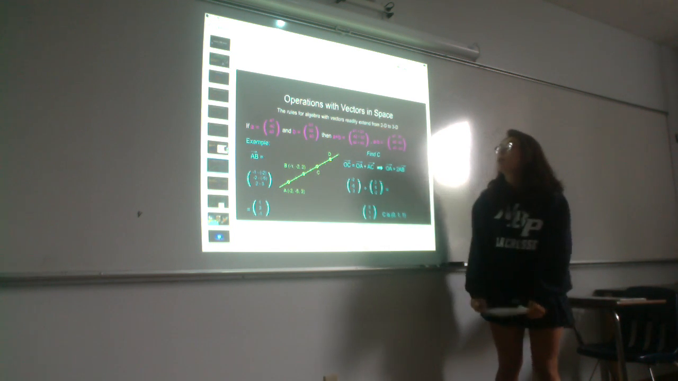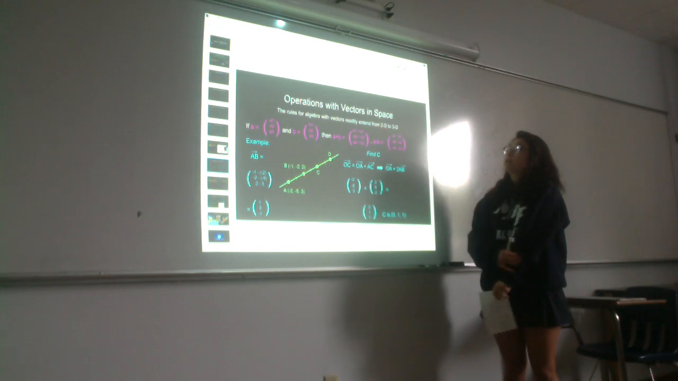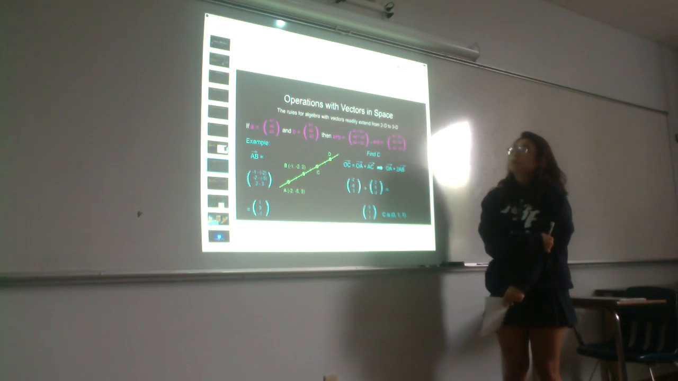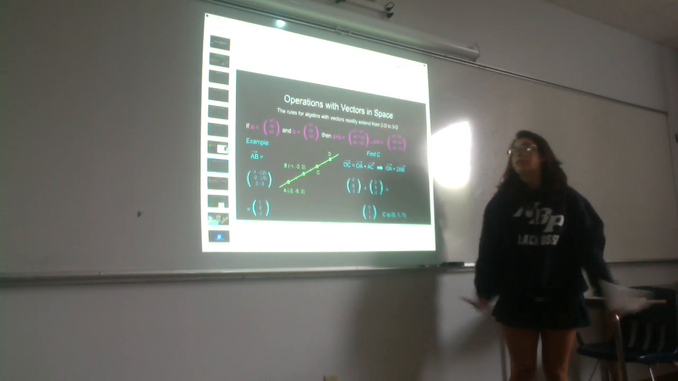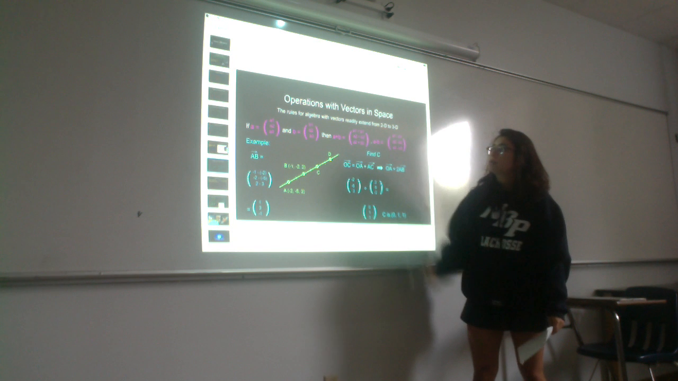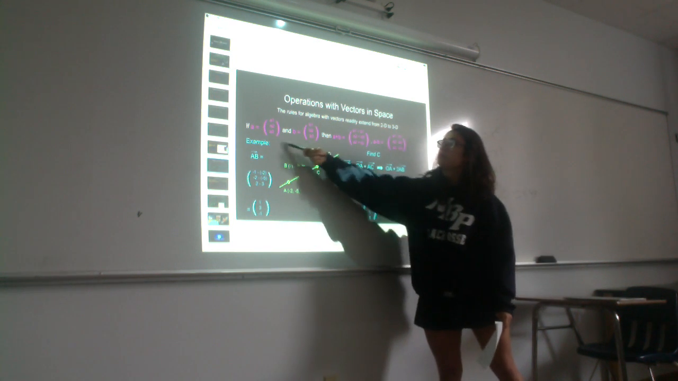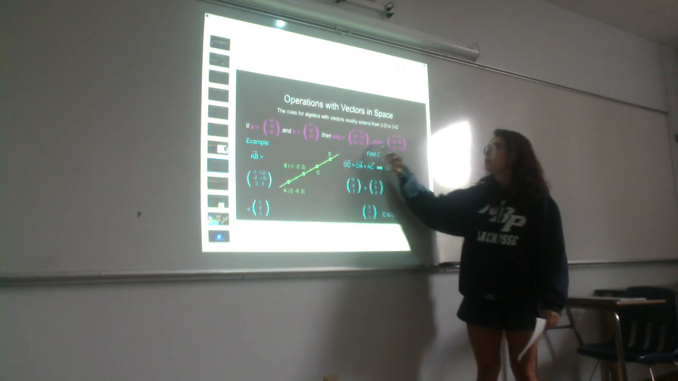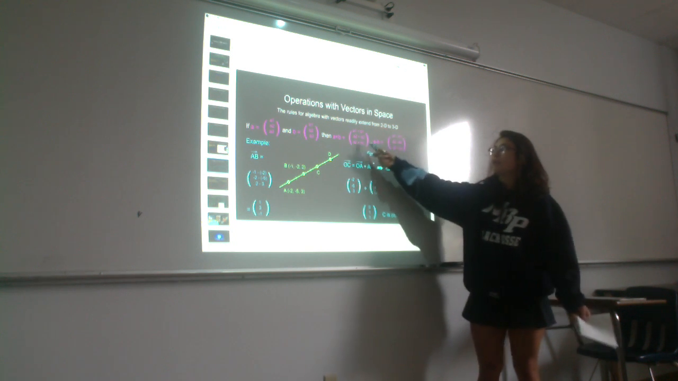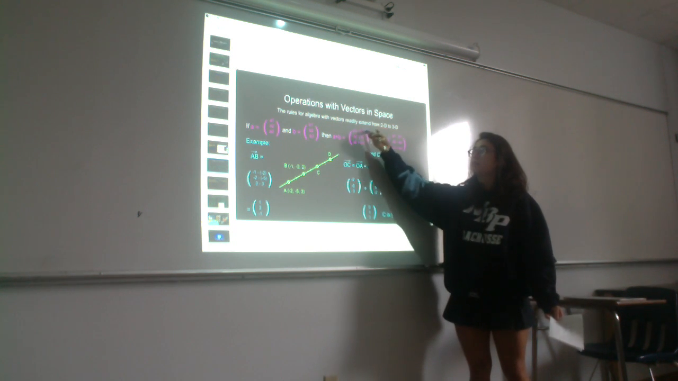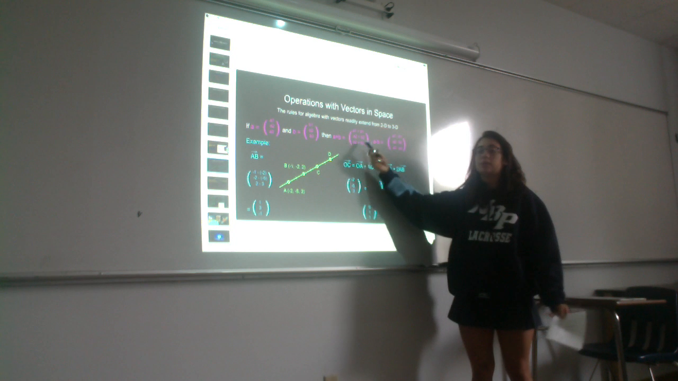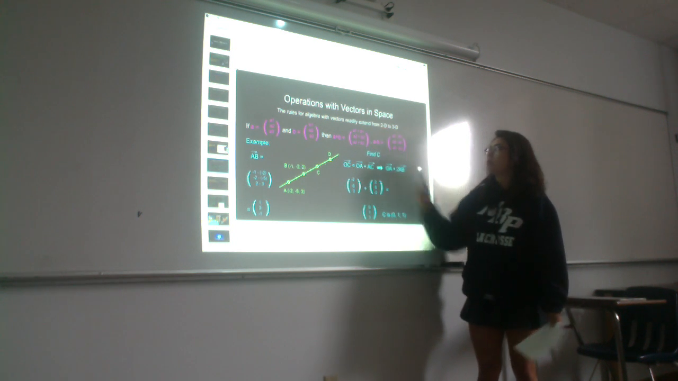Okay, so the rules for algebra with vectors readily extend from 2D to 3D, so when adding them, you do the same thing. You just add across. So for example, A and B, these are the two magnitudes, you add those and you get whatever your answers are here. So if this is 1 and this is 2, it'd be 3. A plus B would be 3, and then the other numbers.